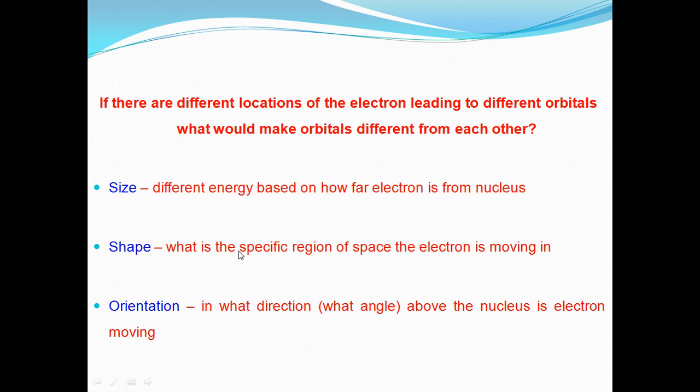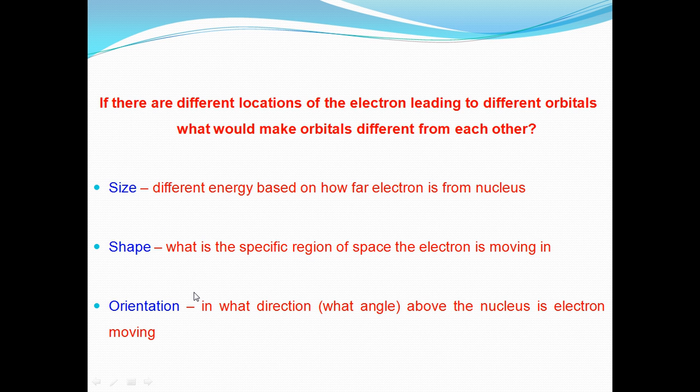The shape speaks to the specific region of space that the electron is moving through. Recognize that the electron has 360 degrees of space to move through. Of course, depending on the energy and on its wave function, the electron will not necessarily be located or likely to be located around the entire nucleus all the time. It will likely be in specific regions around the nucleus. And that specific region of space essentially defines the shape that the orbital will have.